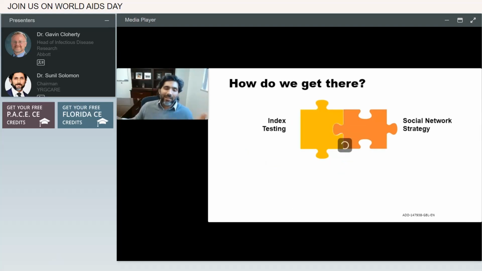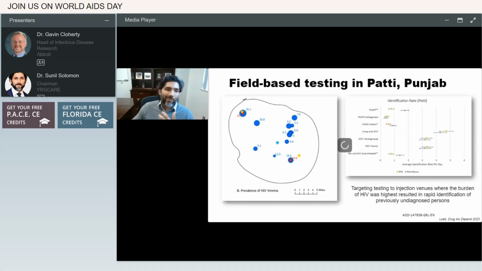So social network strategy, you still bring people into a particular venue. So when we run many of these social network approaches, we find about 30 to 40% of the coupons that go out never come back in. And so we actually explored whether we could take the testing into the field, especially because there are rapid tests, there are self-tests, as Gavin talked about. Can we find specific locations in the field and take the tests to the people versus having the people come to us?